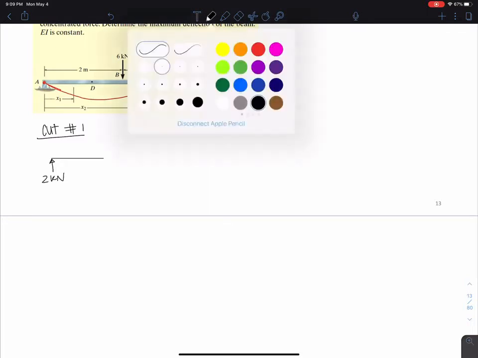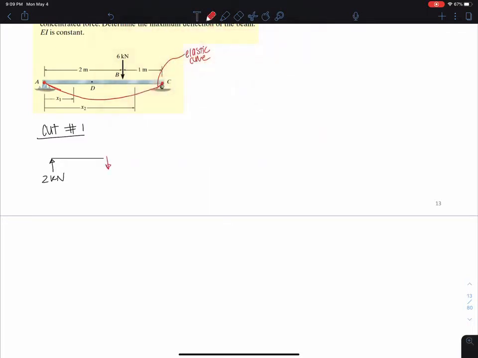And when I make that cut, I'm going to draw these with this positive sign convention, some M1 and V1, and I'm going to call this X1. And I have no load on this. So you can see here that M1 is equal to 2X1.